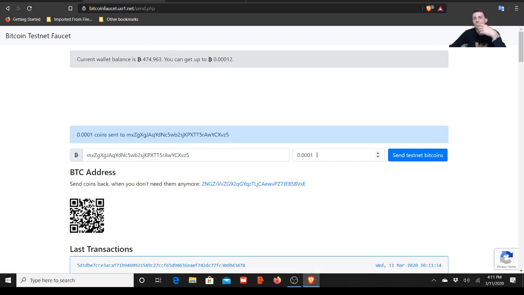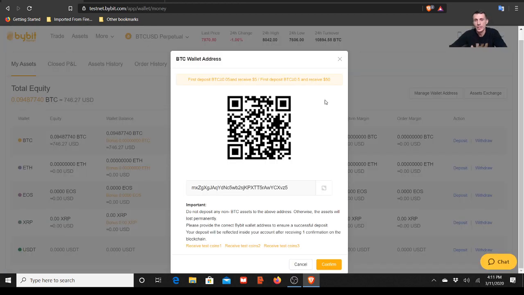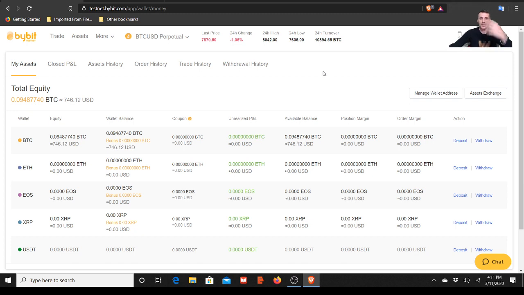There we go. Now it'll be just like a real blockchain. It will take a couple minutes to get over there. I already do have some in there, so we'll just go right back to it. But that's how you deposit your Play Bitcoin in, just like you would if you were going from your wallet or whatever.